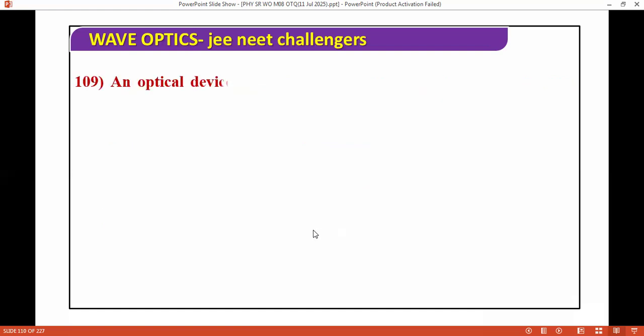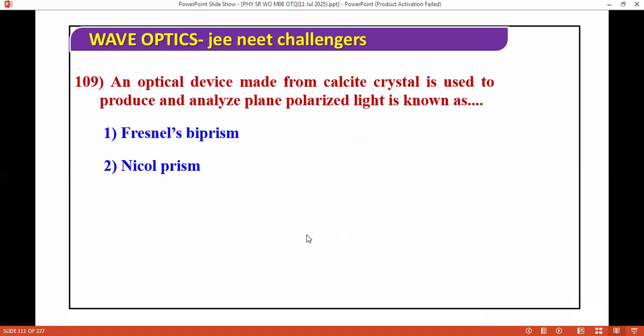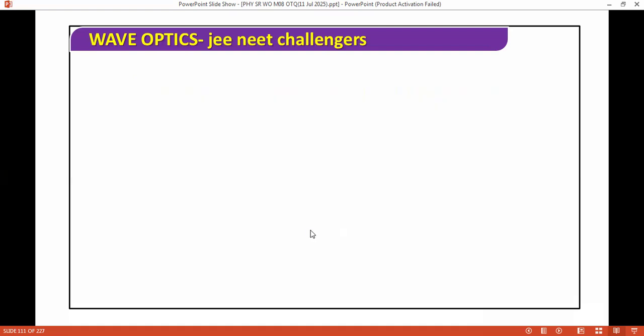Next question, I'm moving ahead. An optical device made from a calcite crystal, used to produce and analyze plane polarized light, is known as Fresnel's biprism, Nicol prism, zone plate, or Lloyd's mirror. The correct answer is Nicol prism. Next question, I'm moving ahead.